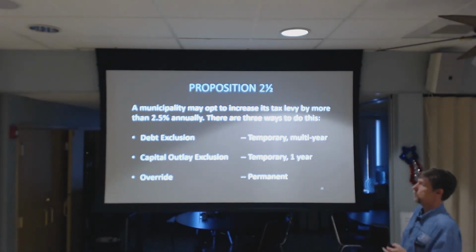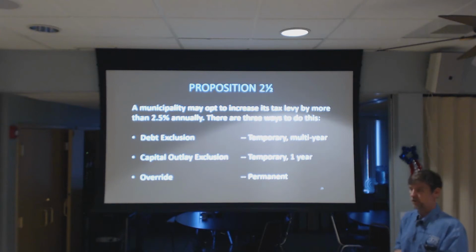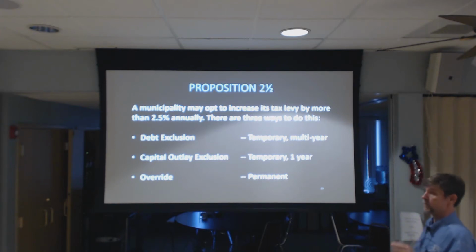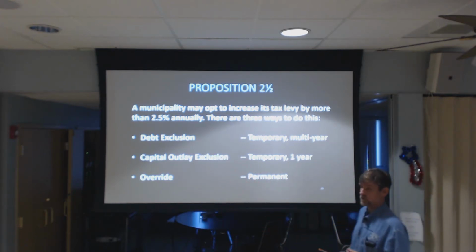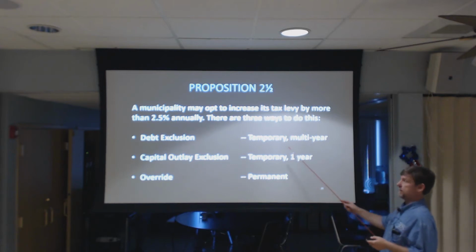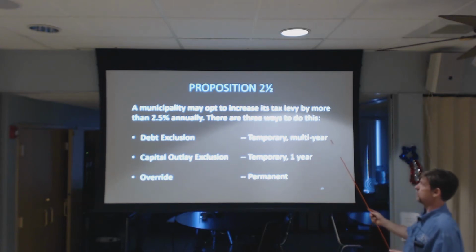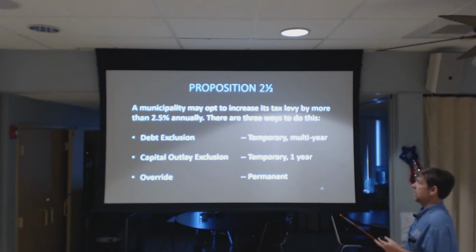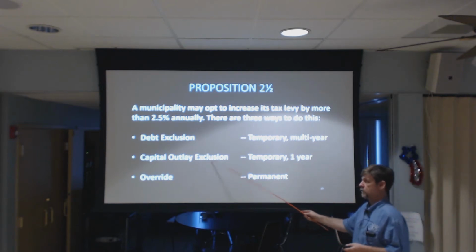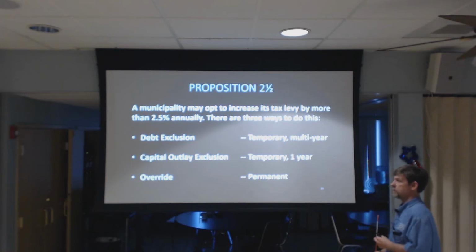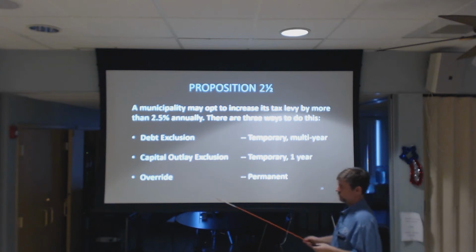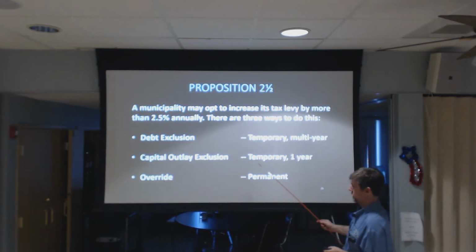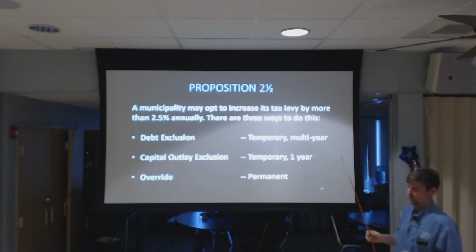So with Proposition 2.5, we can raise the tax levy by more than 2.5% annually. And there are three ways for us to do that. The first is a debt exclusion, and we just passed one of these for the work at the high school. That is a temporary increase in taxes for more than 1 year. We have what are called capital outlay exclusions. Those are also temporary, and they're for 1 year, usually. And then we have an override, which is a permanent increase in the levy limit of the town.